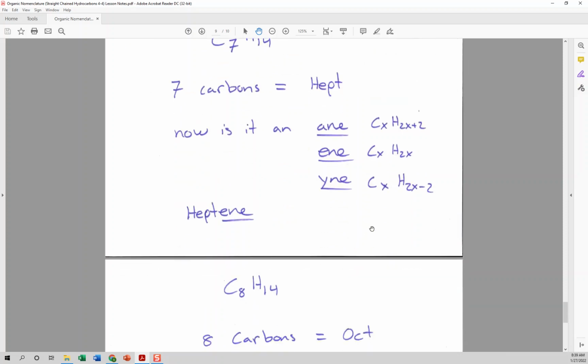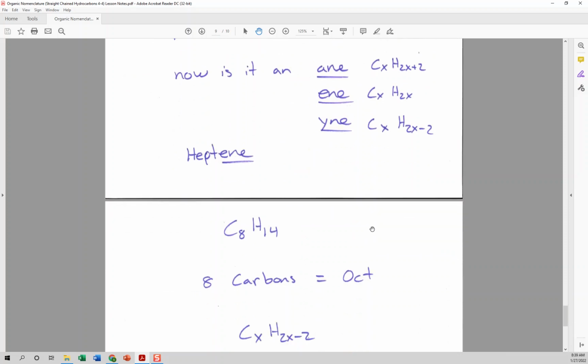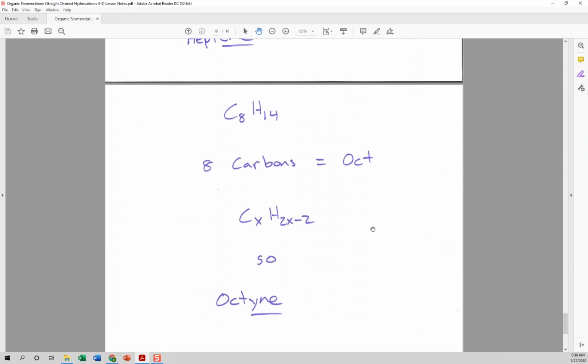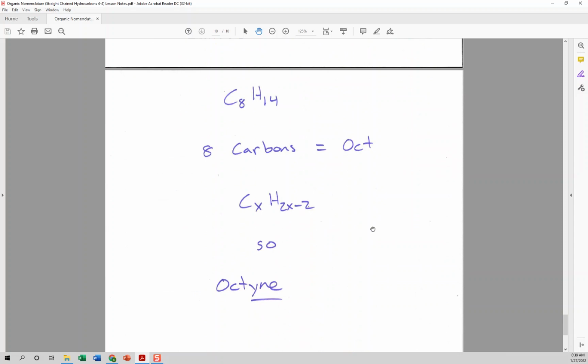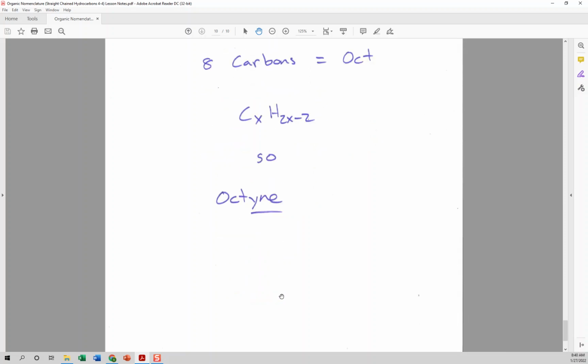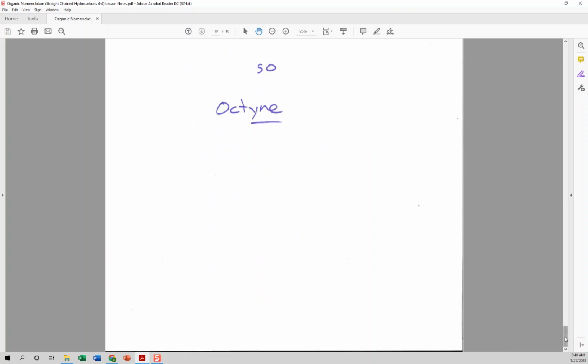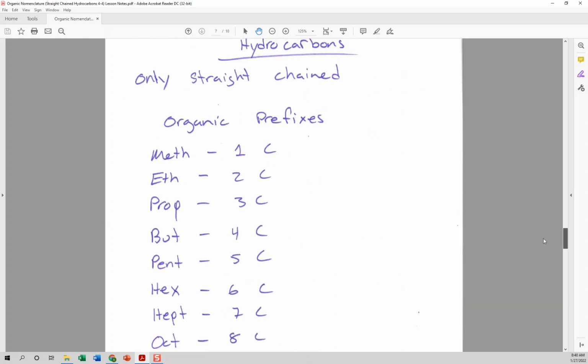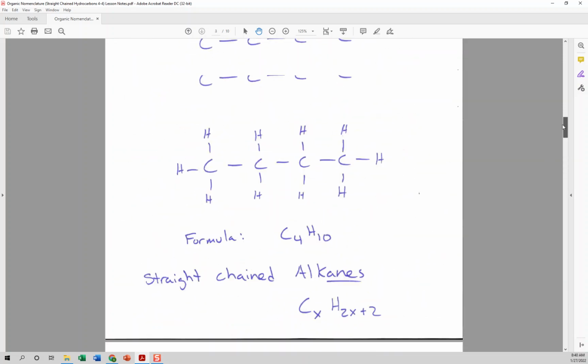So what about C8H14? Well, 8 carbons is oct, and now we have to decide if it's octane, octene, or octyne. It follows this model: times 2 is 16, but minus 2 is 14, so we're following that. That's the formula for an alkyne, and so it's octyne. Again, it's not that difficult when we make it simple.